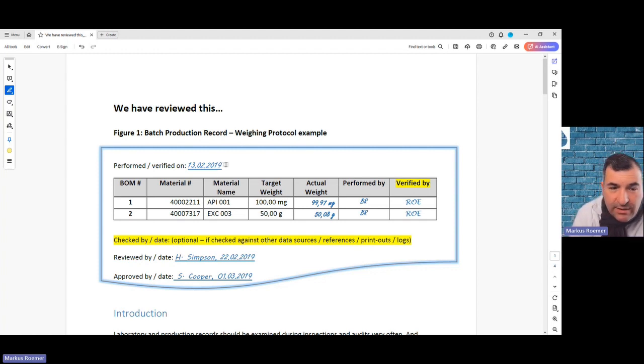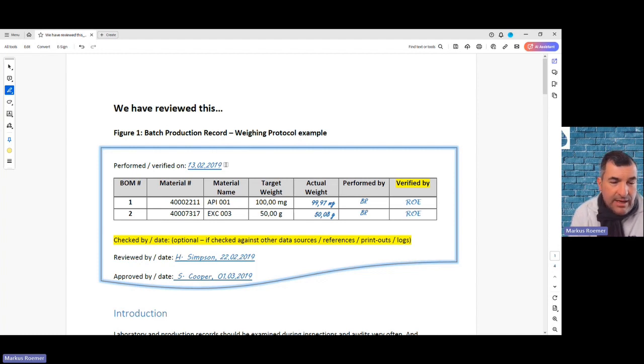Maybe we'll also do one GMP Detox session on review, check, verified, and maybe also on date format. There's an ISO standard, 8601, which should be followed for the date format. Here it's shown as day, dot, month, dot, year, but you can choose something else. We might do that also, because giving dates and times on electronic records, on printouts, and on handwritten information is also very important.